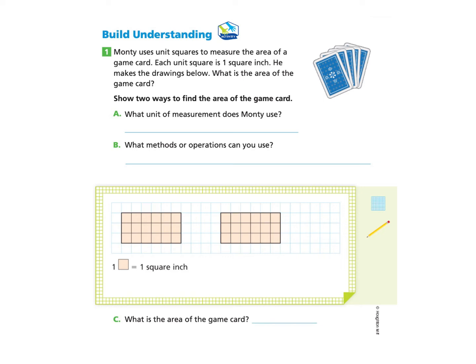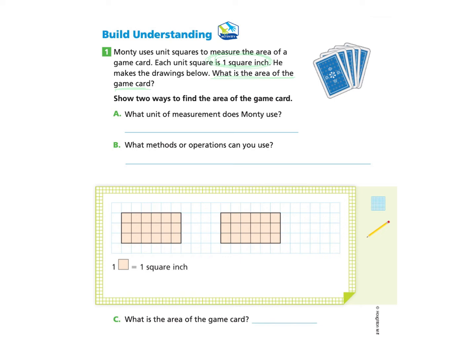I will read, and let's highlight and underline together the most important information to help us solve this problem. Monty uses unit squares to measure the area of a game card. Each unit square is 1 square inch. That's very important information. He makes the drawings below. What is the area of the game card? So that is what we're going to try to find out, is what is the area of the game card when each square unit is 1 square inch.